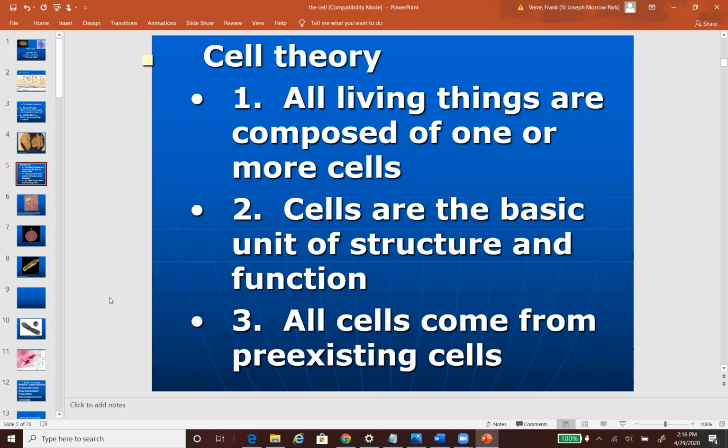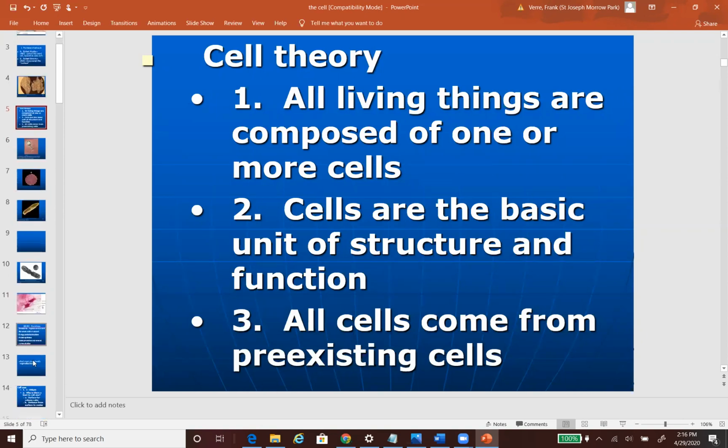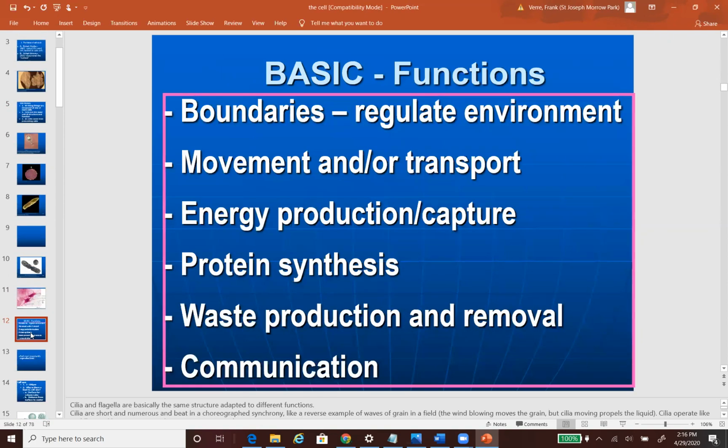So we talked about the example of the nervous system, nerve cells. Okay, here are things that cells have to be able to do to survive. One is you have to be able to control what goes in and out of the cell. You have to be able to move things through the cell, whether that's into the cell or out of the cell or even within the cell.